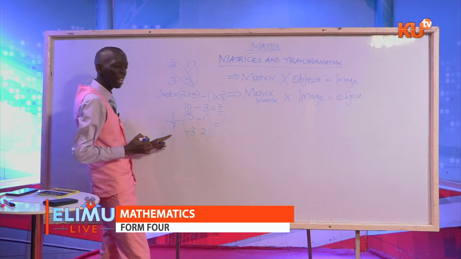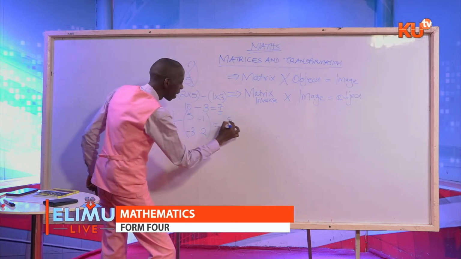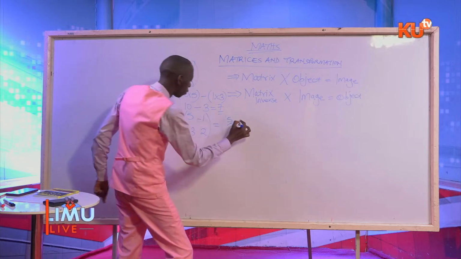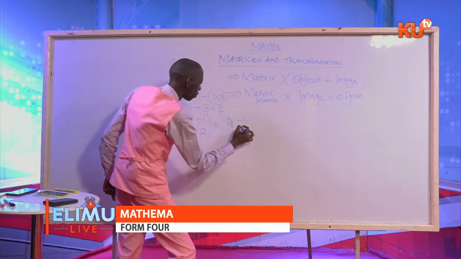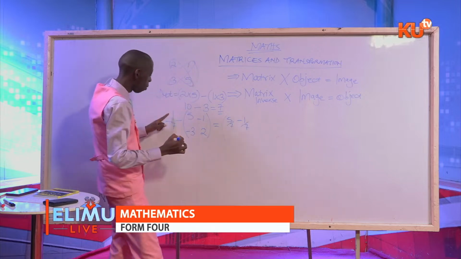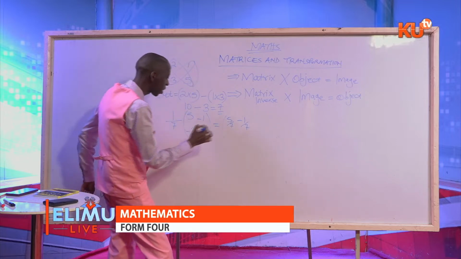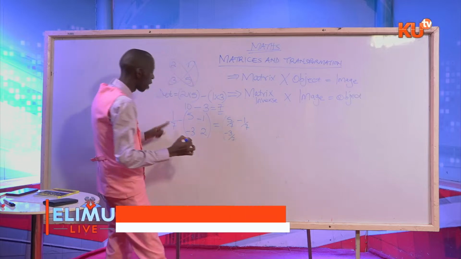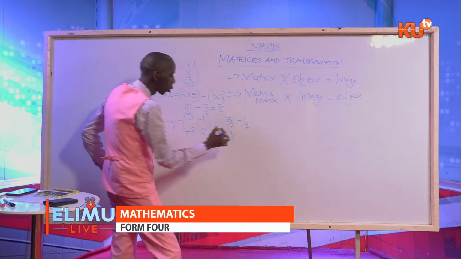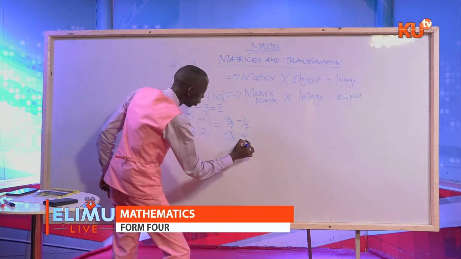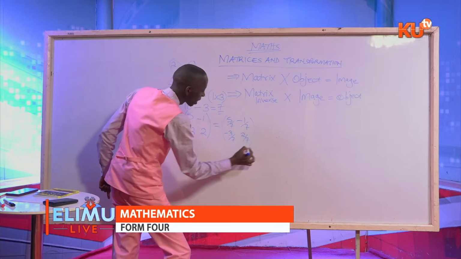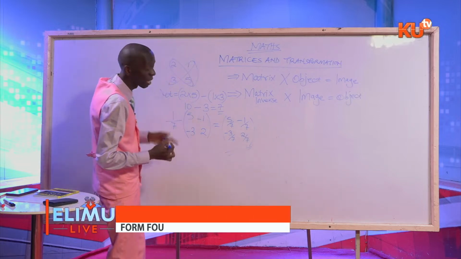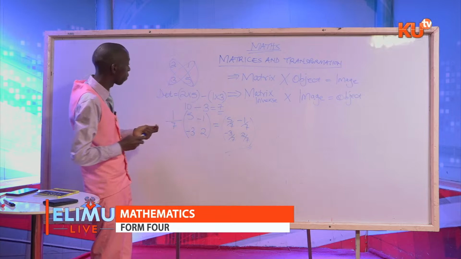1 over 7 times 5, that will give us 5 over 7. 1 over 7 times -1, it will give us -1 over 7. 1 over 7 times -3, it will give us -3 over 7. And 1 over 7 times 2, it will give us 2 over 7. This is the inverse of our matrix.